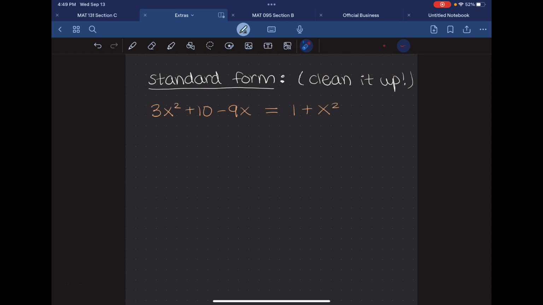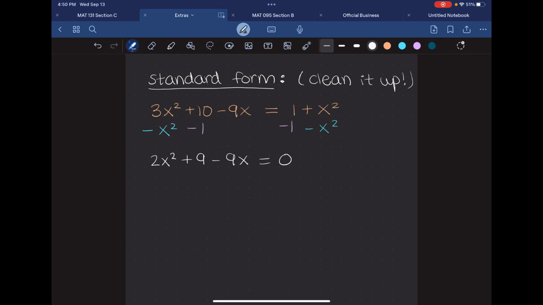So the first thing that we're going to do is clean this up and get it in standard form. And when I say standard form, I mean that ax squared plus bx plus c is equal to 0. And the way that we can do that is eliminating everything on our right-hand side. So I can subtract x squared from both sides, and I can also subtract this 1 from both sides. And then I'll end up getting 2x squared plus 9 minus 9x is equal to 0.